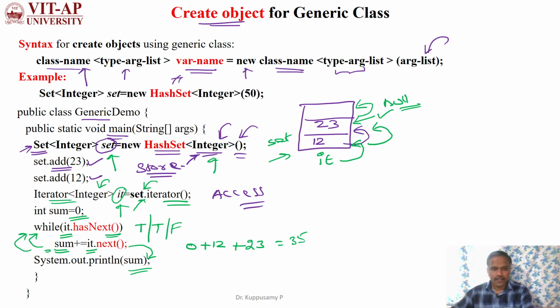So based upon that, it displays the value, this is just an example here, right? We are passing 50 as the memory location size. We are initializing initially for the set operation. Okay, so this is the example for creating the object for a generic class.